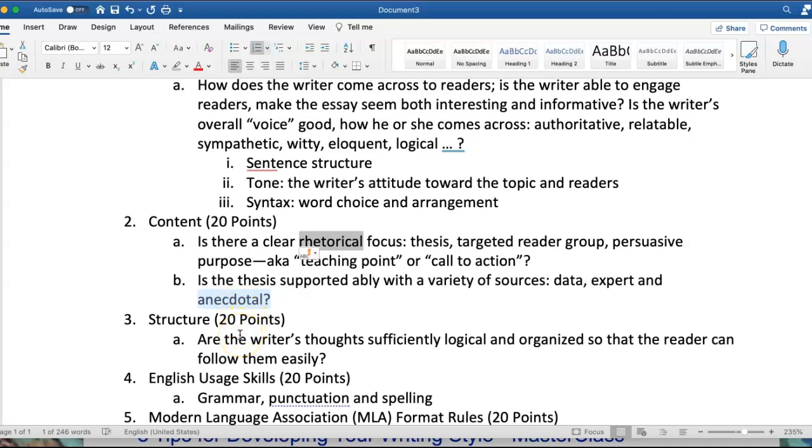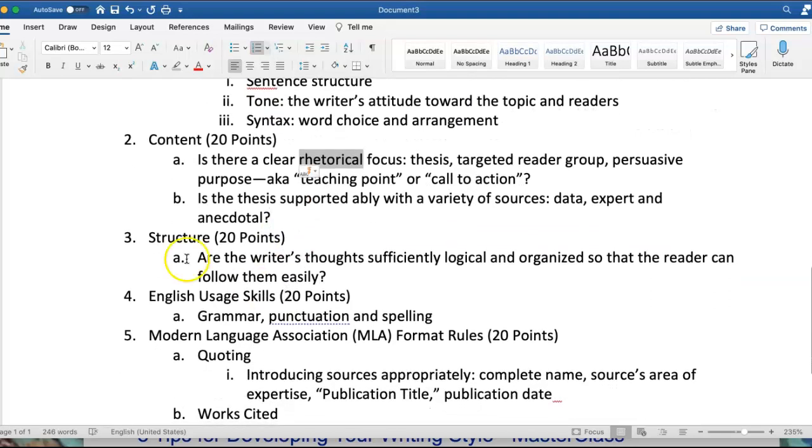Anecdotal is people's experiences in relation to the essay topic. So it could be yourself. If you're writing about causes of and solutions to low student success rates, you could share your story. You can share other people's stories.